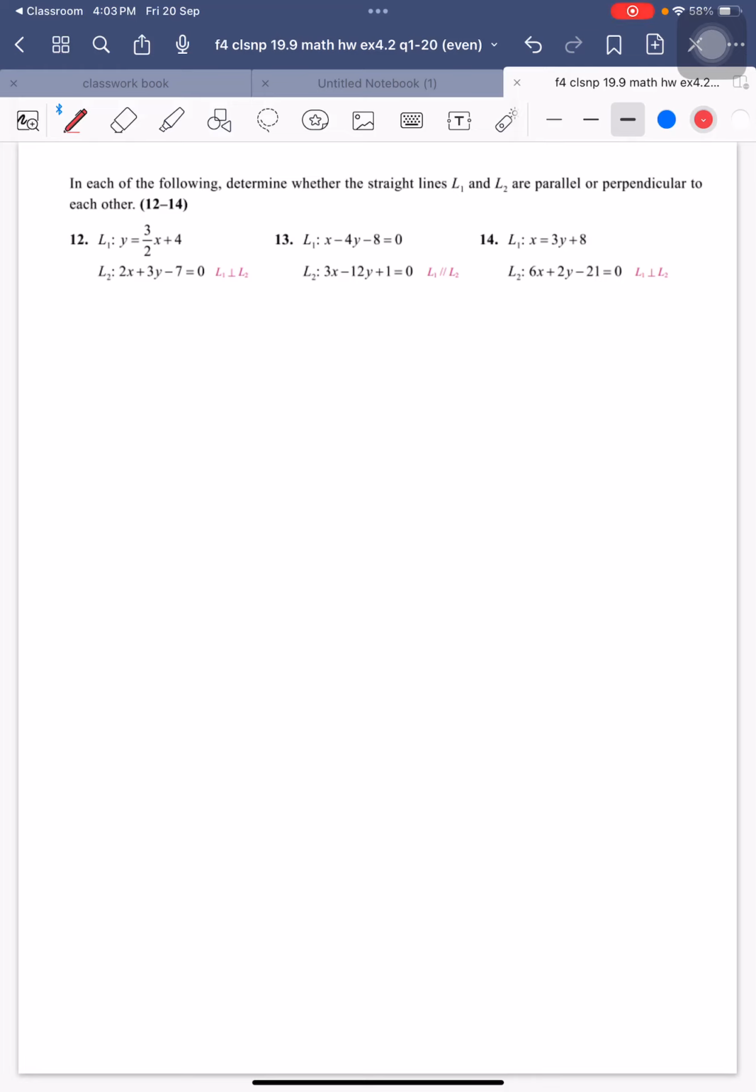So for questions 14 and 12, they're asking to determine whether the straight lines are parallel or perpendicular. Some of the students calculate a lot, but didn't give me the final conclusion. So they didn't answer the questions directly.